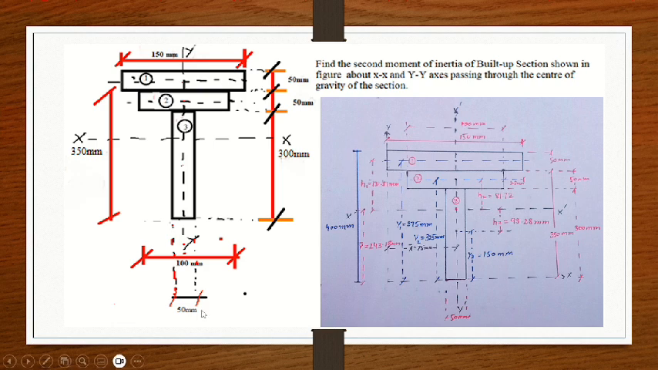Find the second moment of inertia of the built-up section shown in the figure about the x-axis and y-axis passing through the center of gravity of the section. First of all, we calculate the area of figure 1, after that the area of figure 2, and then the area of figure 3.